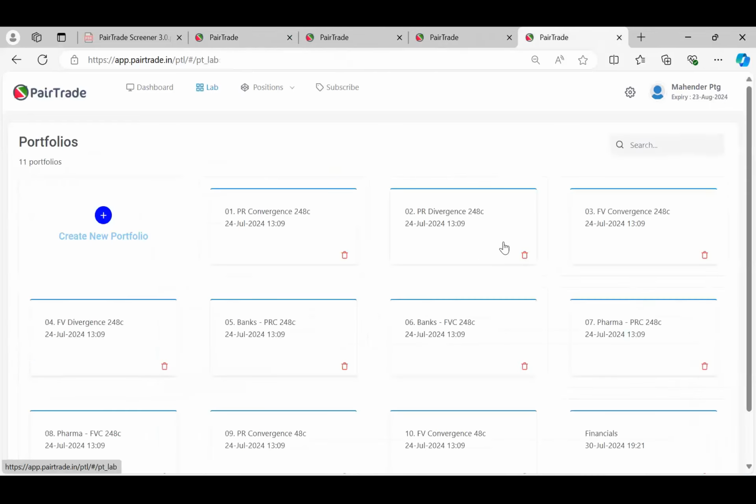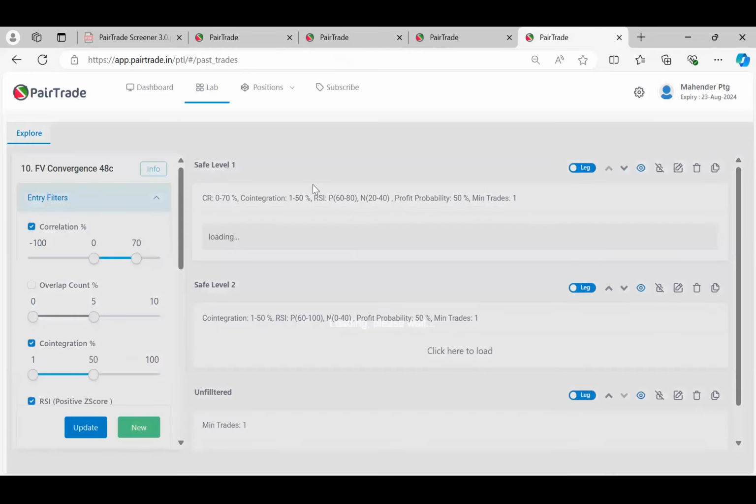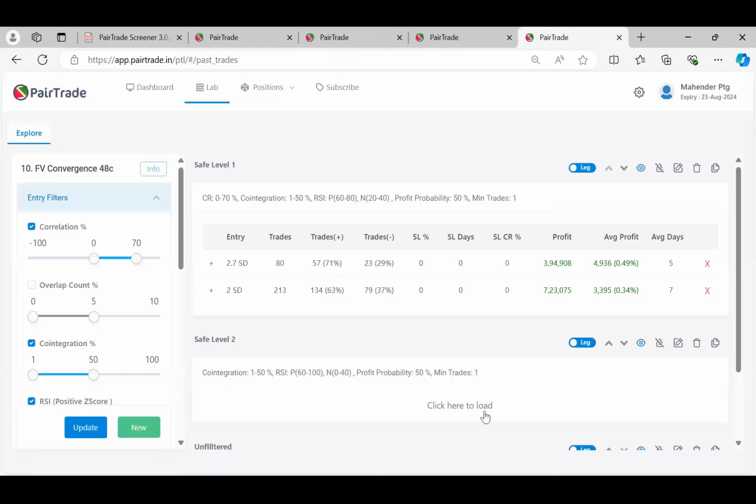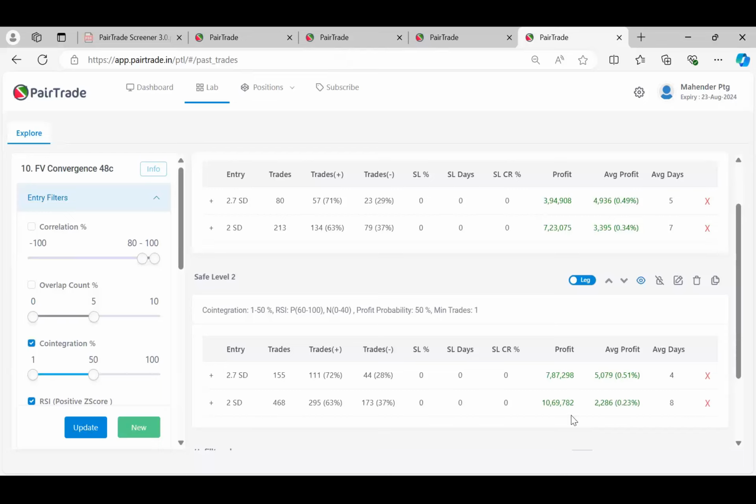We go to the lab, we go to FE convergence 48 and see what kind of returns safe level 1 has given. Similarly, safe level 2, what kind of returns it has given. Then you compare; both are good, I can take both combinations. Yeah, safe level 2 is better because it is returning 10 lakhs, and here it is 7 lakhs. So there are two things.